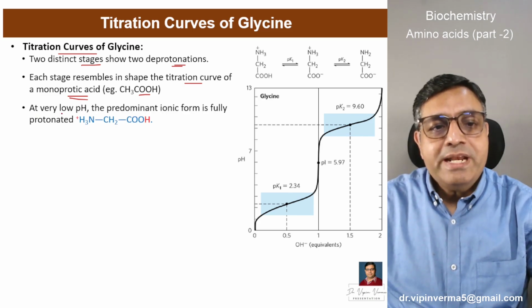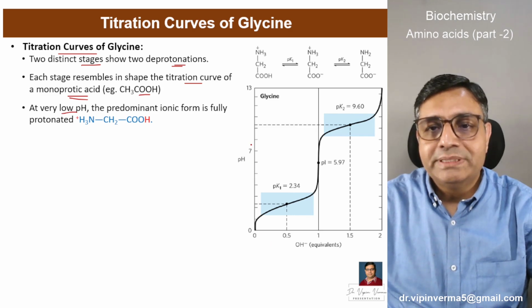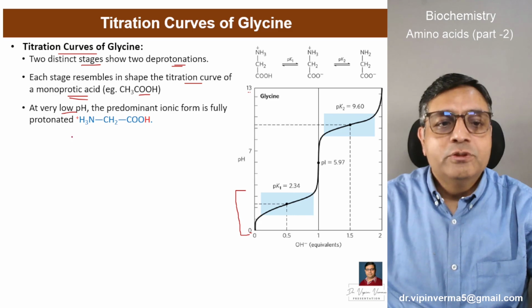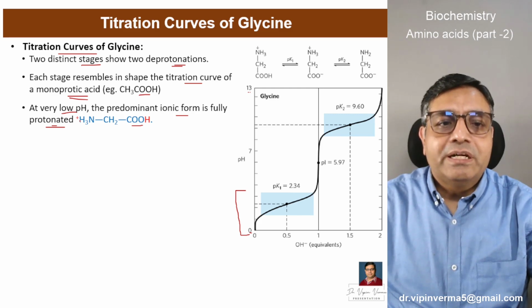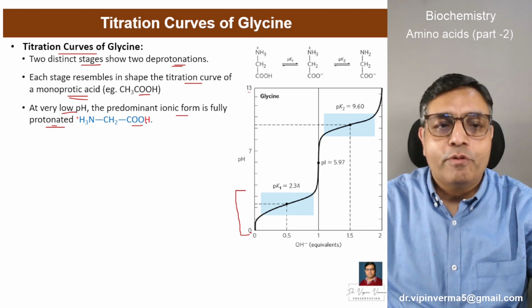All right, now at a very low pH, you can see here the pH is 13 here, the pH is 0 here. So we are talking about this particular part when the pH is low. At very low pH, the predominant ionic form is fully protonated. For glycine, the carboxylic group also has a proton, which is H, and the amine also has a proton, which has a positive charge. So we call it a fully protonated species.